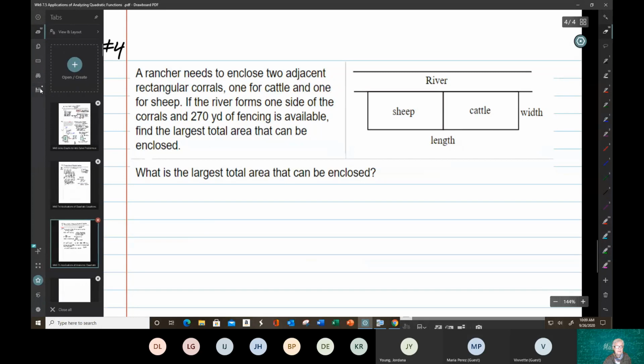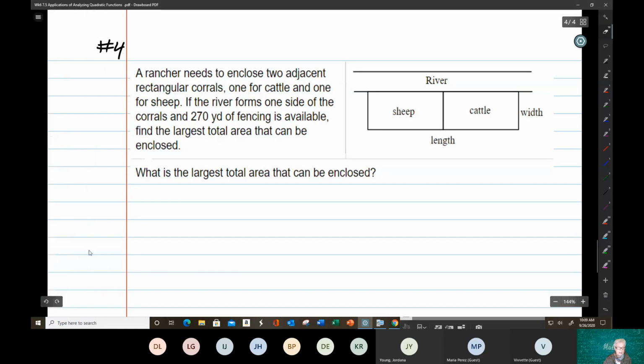Wonder if it'll let me save. What is going on here? I don't know.